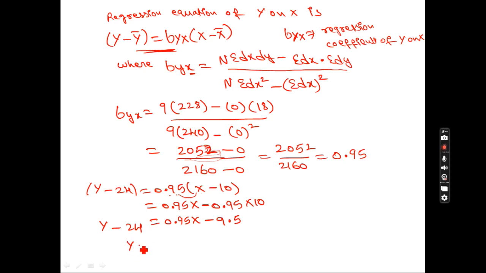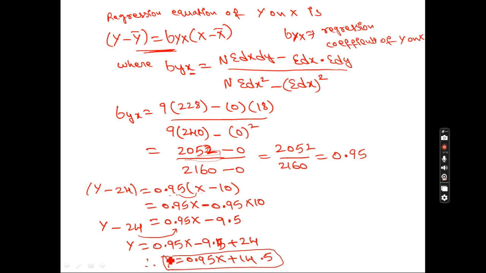Now if I move this 24 to the other side, it becomes plus 24. So y is equal to 0.95x minus 9.5 plus 24, and you get 14.5. So this is your answer.